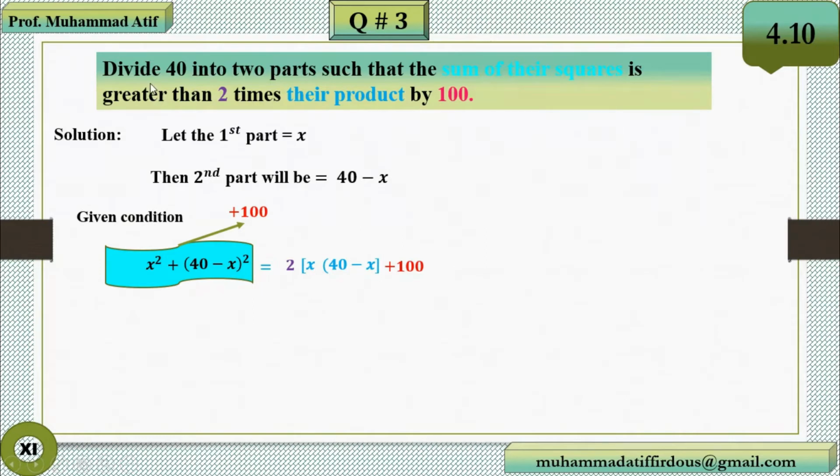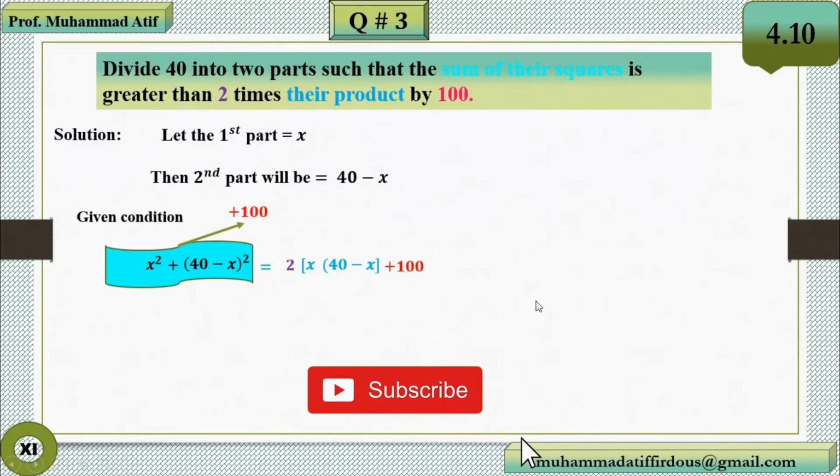Now you can revise this: divide 40 into two parts such that the sum of their squares is greater than 2 times of their product. You have to add 100 on the right hand side, or you can subtract 100 on the left hand side, in order to maintain equality. Got it?